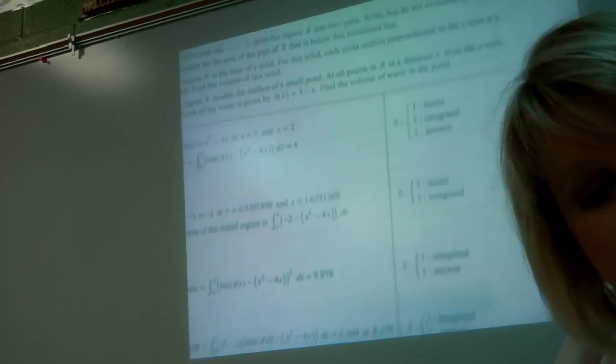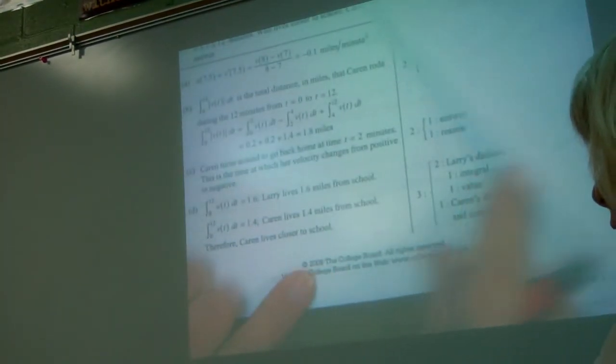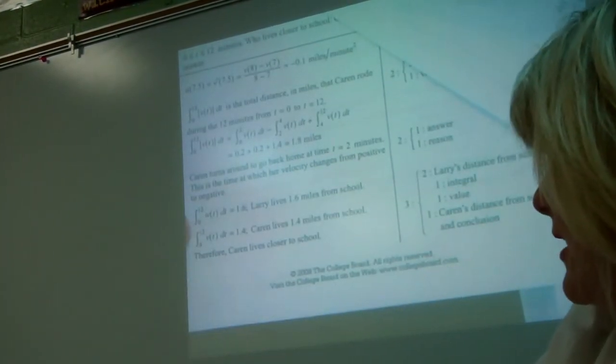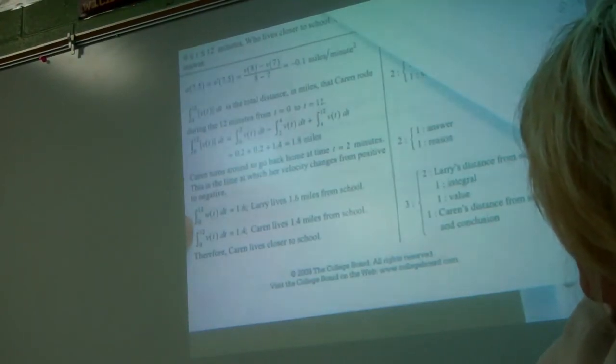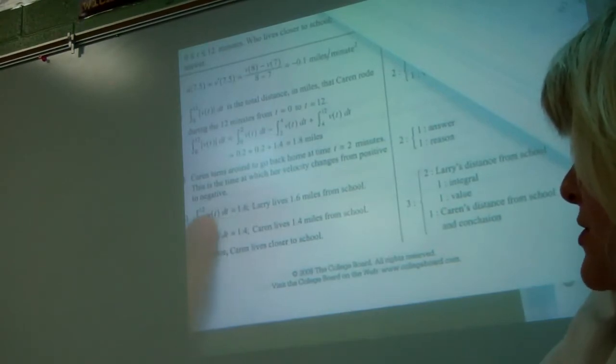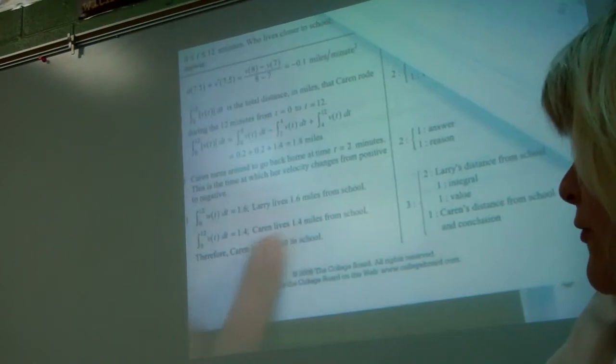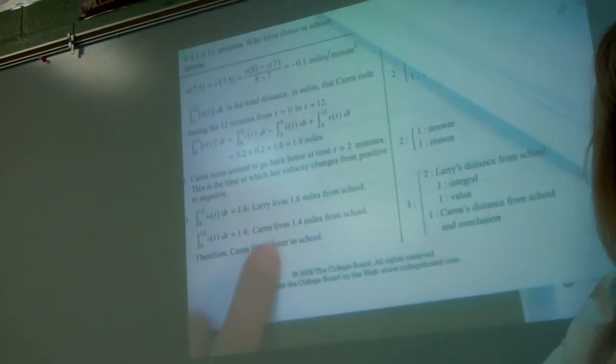So that was 3 points. It was 2 points for figuring out Larry's distance from school, and one of those points came from showing your work here. So 1 point for showing your setup, what you typed in the calculator, 1 point for figuring out his distance, and then 1 point for the rest of it, figuring out how far Karen was and her distance from school.